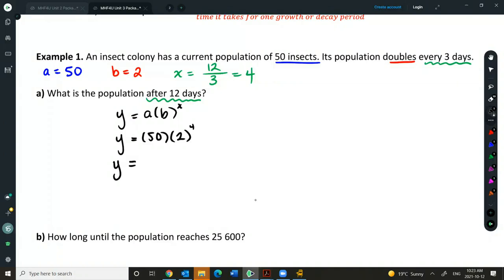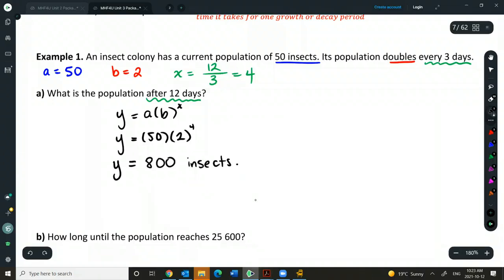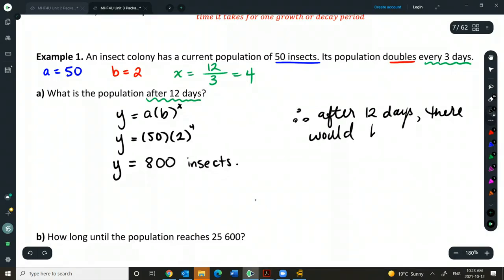So what do we get here? Kenzie? 800, anyone else get this? 800 what? Insects. Be less specific, actually. Okay, so therefore, after 12 days, there would be 800 insects.